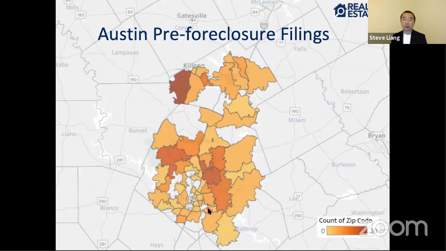Here, we are looking at the pre-foreclosure filings. What we're looking at is the number of pre-foreclosures that have been filed in the area in just the previous month. Each region here is a zip code. The darker it is for these regions, the more filings there are. So the darker, the more opportunities. And if it's not dark at all, there were no opportunities.